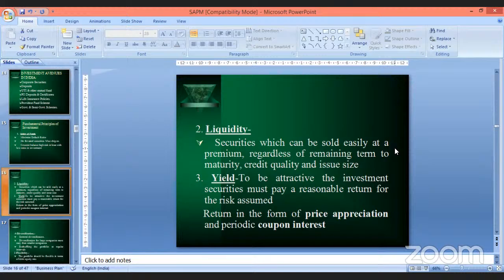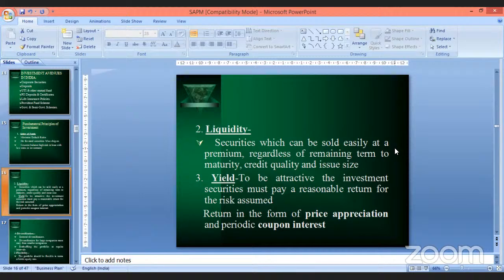Here the price is appreciating, not depreciating. Try to understand, yes or no? 10 rupees increases to 20 rupees, so definitely price appreciation is there. So the return comes in the form of price appreciation. Otherwise, if you are holding the stock or the security up to maturity, you will definitely get the coupon interest. If you are holding debt instruments you get coupon interest, and if you are holding equity instruments, you get dividend. Is it clear?